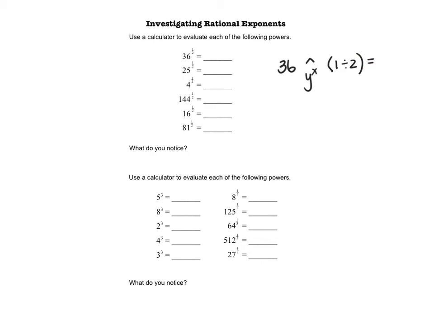The first answer that you should get when you evaluate 36 to the exponent 1 over 2 is 6. I'll leave you a few moments now to work out the other powers. So let's take these up. 25 to the exponent 1/2 is 5. 4 to the exponent 1/2, 2. And let's fill in the other values all the way down the list.